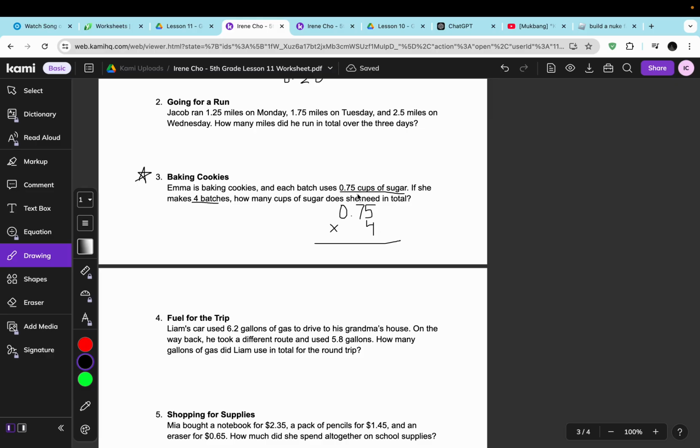And then 5 times 4 is 20. 7 times 4 is 28. Plus 2 is 30. 0 times 4 is 0. Plus 3 is 3. So in total, she will use 3 cups of sugar. And when the number is a whole number, like 4, we don't have to line it up with the decimal point. We can just put it to the number that's on the most right side. It's fine.